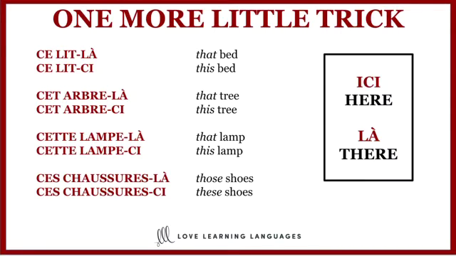So if you really, really want someone to know, for example, which bed you're talking about, the word for bed is lit, and it's masculine. So this or that bed would be ce lit. But if you want to say that bed, you can say ce lit-là. Or if you want to say this bed, you can say ce lit-ci. All right, so it's kind of like if you were saying, this here bed or that there bed.